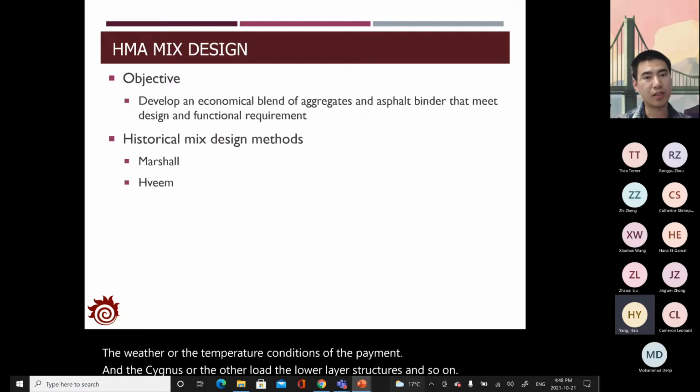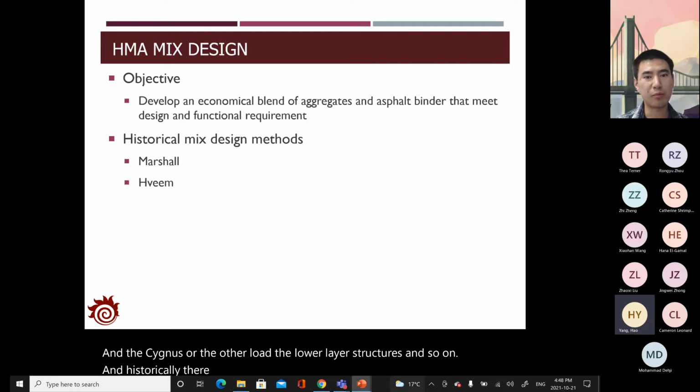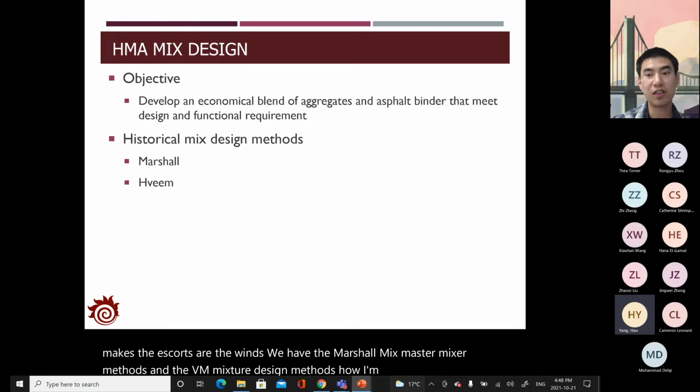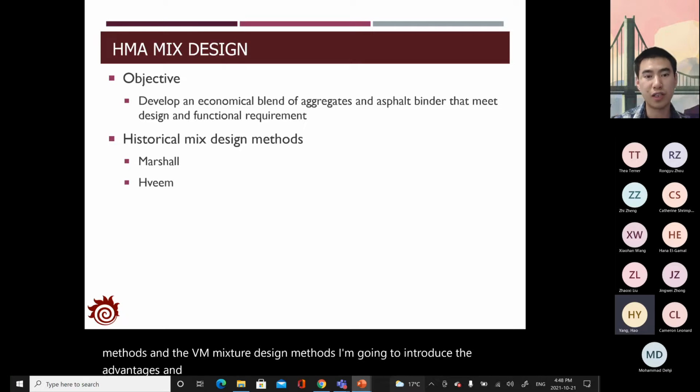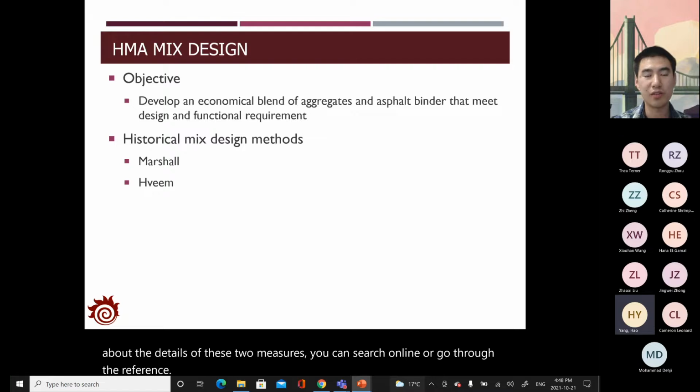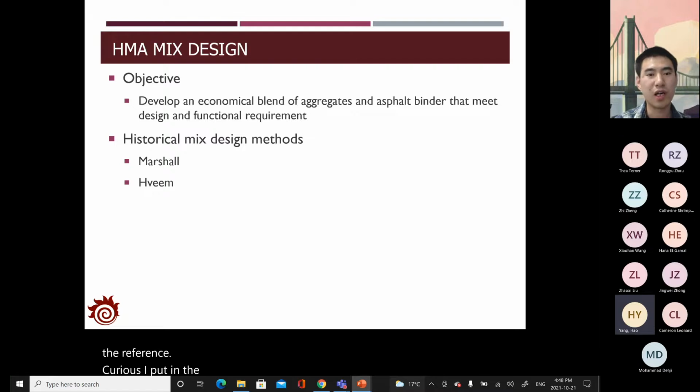And historically, there are two commonly applied methods to design the hot mixed asphalt. One is the Marshall mixture method and the other is the Hveem mixture design method. I'm going to introduce the advantages and disadvantages of these two methods later. If you are interested in the details of these two methods, you can search online or go through the reference materials I put in the first lecture to see how these two design methods are conducted.